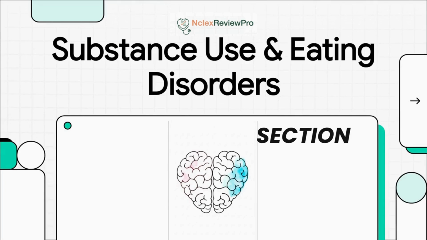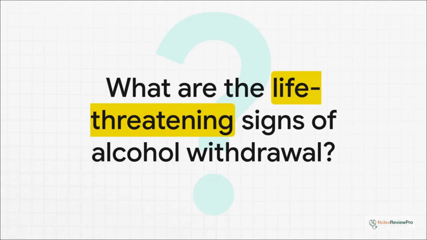Today, we're going to be diving into two really critical areas in psychiatric mental health nursing: substance use disorders and eating disorders. These are complex conditions, and frankly, your sharp assessment skills and your understanding of what can go wrong can truly make a life-or-death difference for these patients. So, let's kick things off with a really important question.